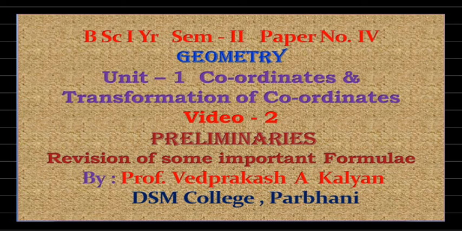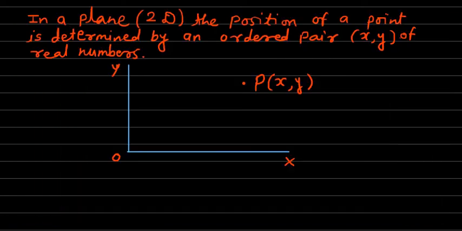Okay, so let us begin with the coordinate of a point in a plane. We know that in a plane, that is in two dimensions, the position of a point is determined by an ordered pair (x, y) of real numbers. This is an ordered pair.